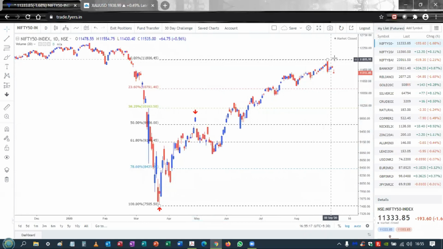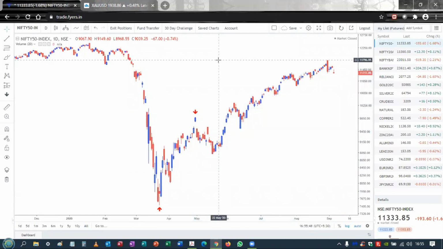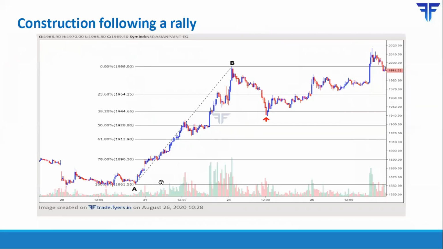So if at all price starts correcting, you could expect some sort of support near 10,791. So that's the immediate support based on the Fibonacci retracement. Then these are the other supports: 10,163. This is something like 9650 and so forth. So these regions act as supports. Now the idea is to buy when price shows signs of taking support near a key Fibonacci level. So let's go back to the presentation.